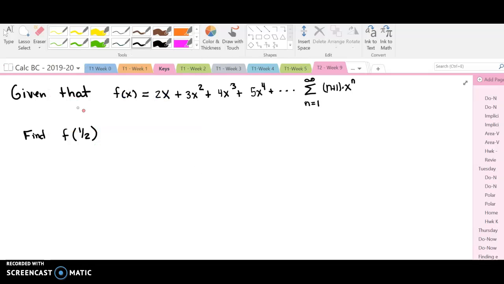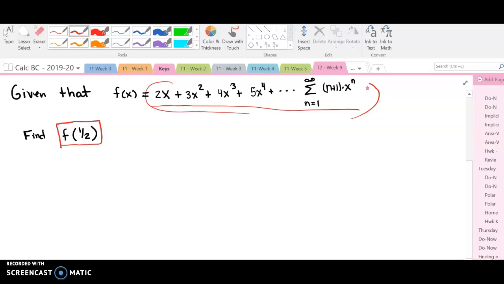In this problem, we are given this infinite series. And we've said that infinite series is f of x, and we want to find f of 1/2. Well, the only way to find an exact value is to know that somehow I have to turn this series into an exact function. And so I'm thinking geometric.